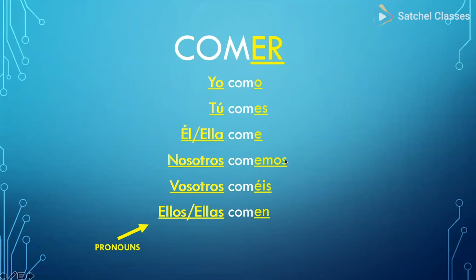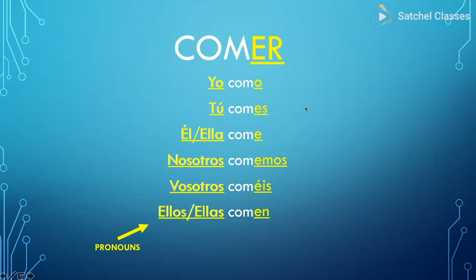And also, we tend to do the following. We tend to leave out this pronoun and we only use the verb itself. And that happens because we are able to understand that when I say como frutas, the person I'm talking about is myself. If I say comen frutas, I'm talking about them. And if I say comemos frutas, I'm talking about me and other people included.